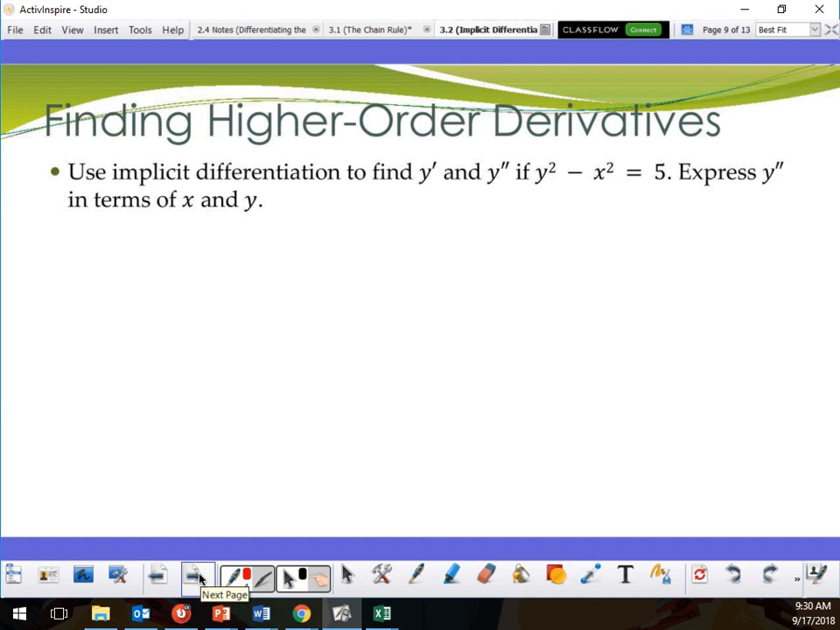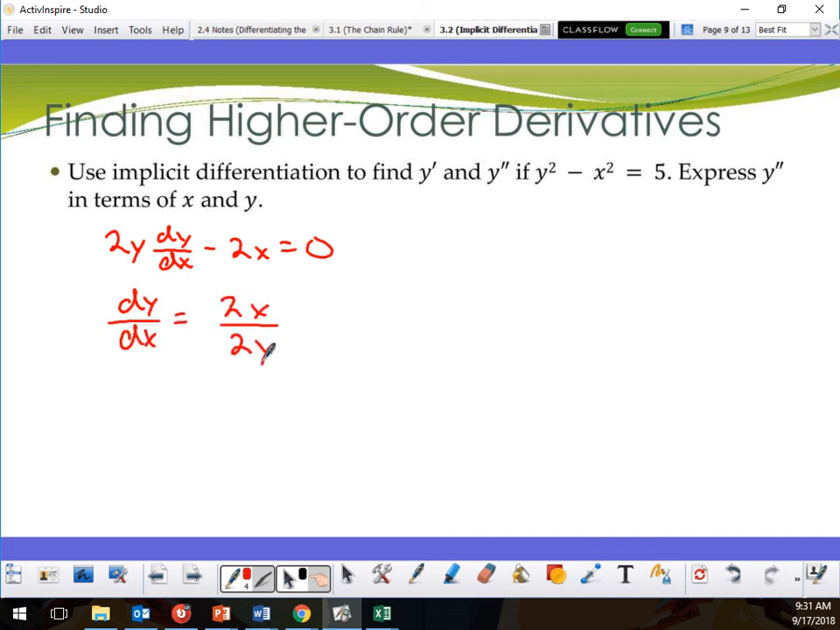Okay, higher order right here. So let's find the first derivative and second derivative. So first derivative, I'm going to have 2y dy/dx minus 2x equals 0. And so from there, can I jump to one step? Yeah. dy/dx equals 2x over 2y, which is just x over y, right? Okay, so there's my first derivative.